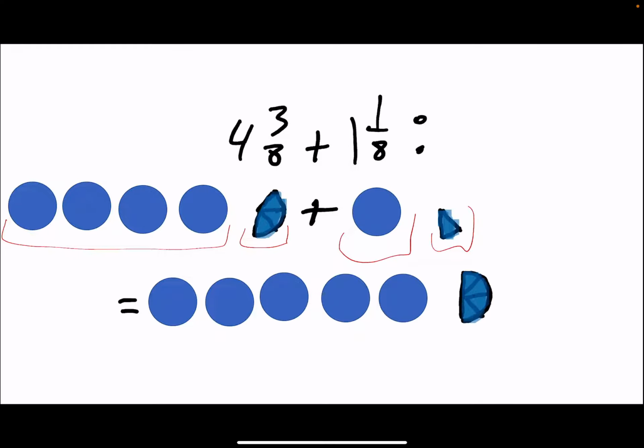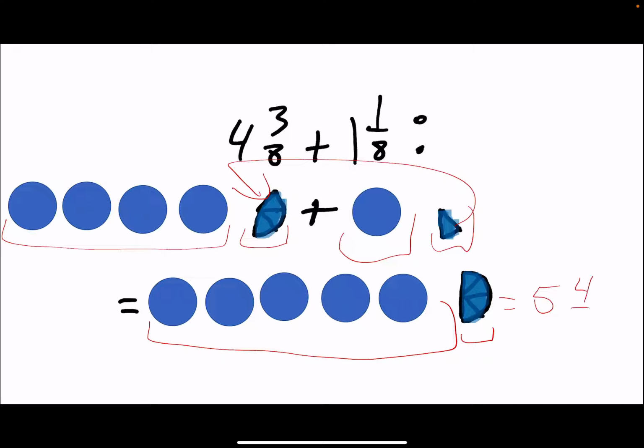Now I put it all together, and I have the 5 wholes, and then I put this little guy in there, and I have 4/8. So I have 5 and 4/8. Now I remember that I make sure I put this in its lowest form. So the wholes are going to remain the same. The wholes don't change.